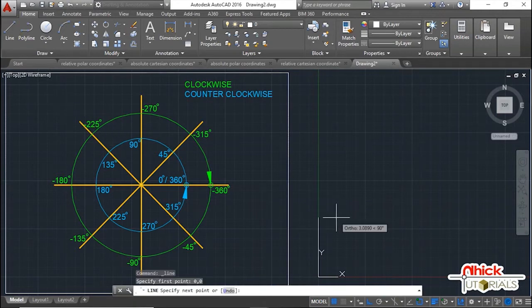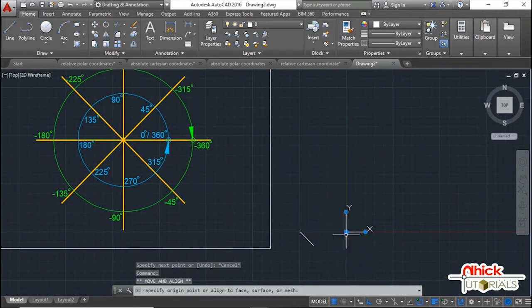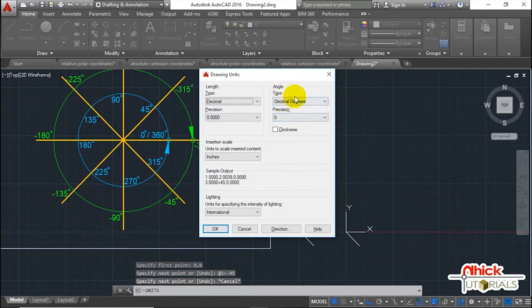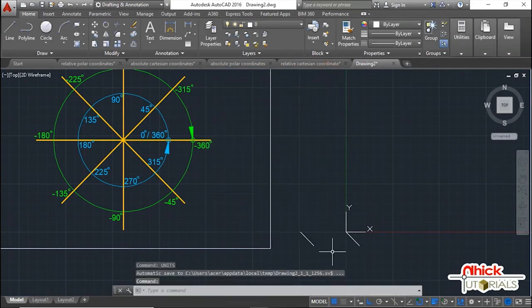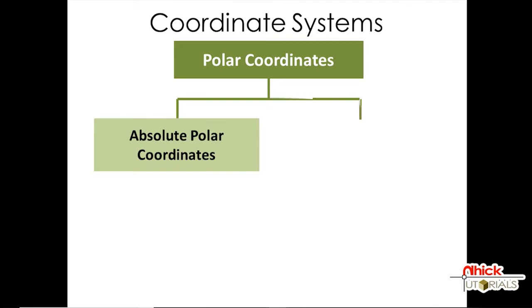For example, entering 1 less than 315 after entering the first point having coordinate values of 0, 0 locates the same point as entering 1 less than negative 45 with the same 0, 0 coordinate values after moving the UCS icon. You can change the angle conventions for the current drawing with the units command. Sa polar coordinate systems ay mayroon din tayong tinatawag na absolute polar coordinates at ang relative polar coordinates.